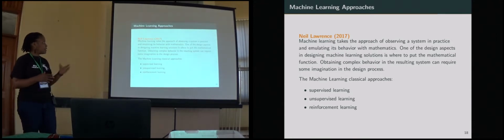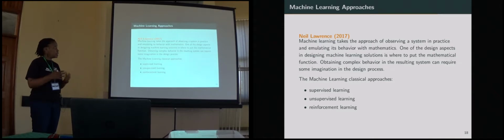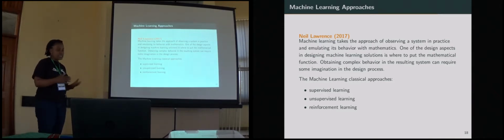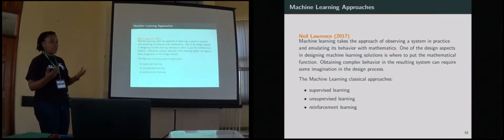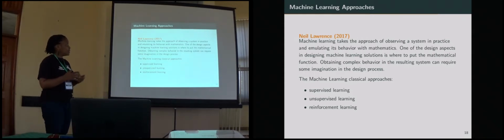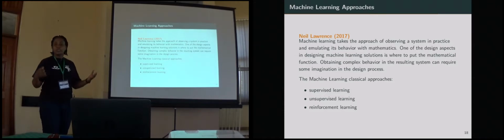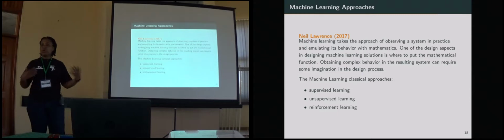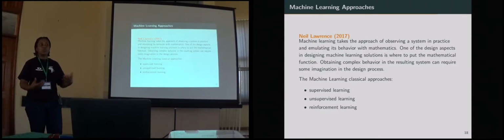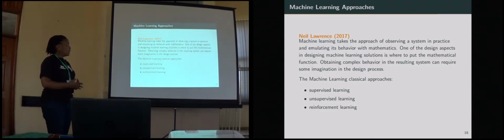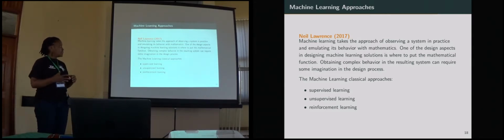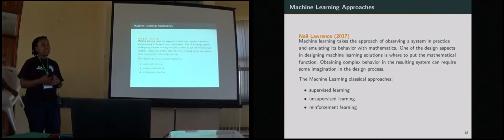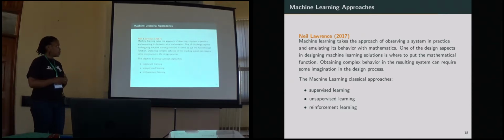Further, machine learning takes the approach of observing a system in practice and emulating its behavior with mathematics. One of the design aspects in designing machine learning solutions is where to put the mathematical function. Based on the data you have, you decide which mathematical model best fits your data. It really builds up on complexity, and the design process also requires a lot of imagination.